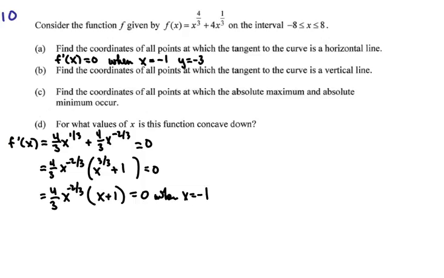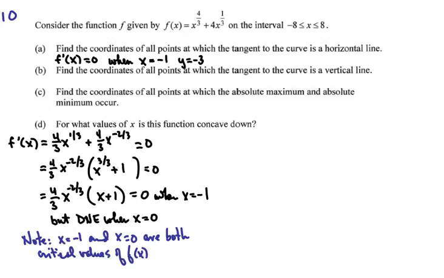Alright, next we want to find the coordinates of all points at which the tangent to the curve is a vertical line. And the vertical tangent will occur whenever the denominator is equal to 0. From our factored expression, we can see that the denominator will be 0 at x equals 0. We should note that both of those, negative 1 and x equals 0, are critical values of f of x. By plugging x equals 0 into the original function, we get y equals 0 as well. So we're done with A and B.